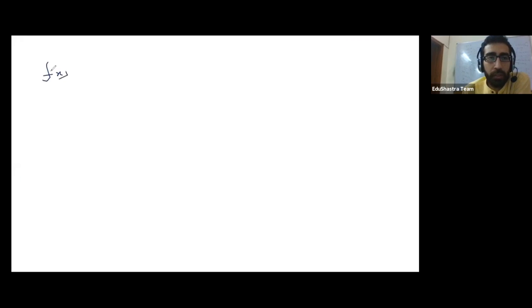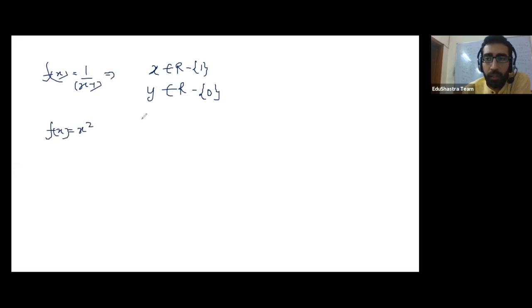So f(x) equal to 1 by x minus 1. For this, we saw that the domain is x belongs to all real numbers except 1. Y belongs to all real numbers except 0. Let's take another function, f(x) is equal to x square. Now, is this function defined for all real values of x? It is. X can take any value. There is no value at which it is not defined. Thus, x belongs to all real numbers.